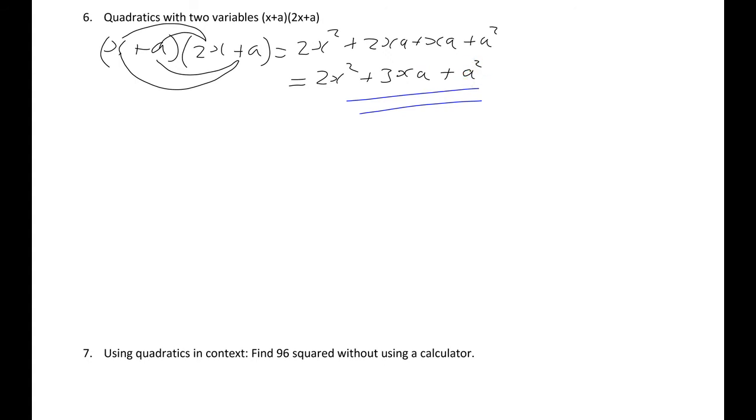My suggestion for dealing with a problem like this is to think about it as if a was just 1 for a moment. You get 2x squared plus 3x plus 1, and if I just solve that, 2x squared plus 3x plus 1, we get 2x plus 1, x plus 1. Okay, that's easy enough.